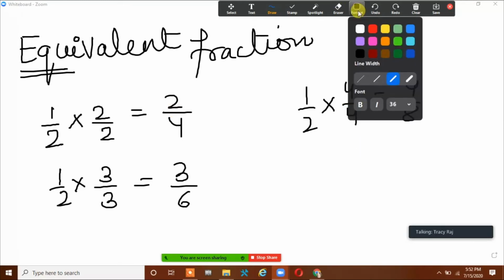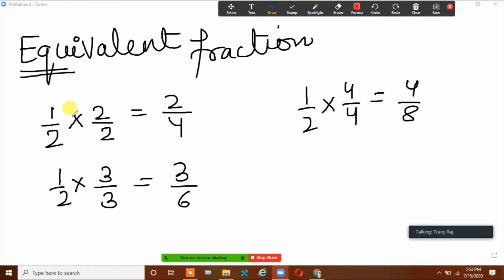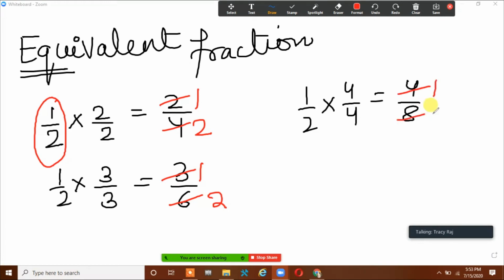So I will show you. 2 ones are 2, 2 twos are 4, so 1 by 2 here. 3 ones are 3, 3 twos are 6 here. 4 ones are 4, 4 twos are 8. So 2 by 4, 3 by 6, 4 by 8 are all equivalent fractions of 1 by 2. This is the lowest one.